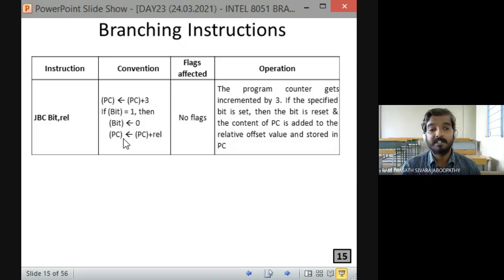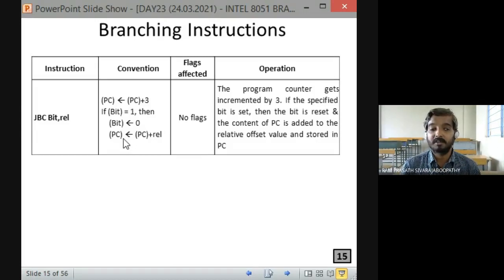Any difference between JB and JBC? In JB, the bit location logic changes. In JBC, what happens? If the bit is set, it will jump to the location, as well as it will clear the bit. That's all.